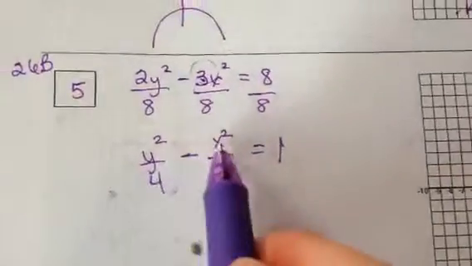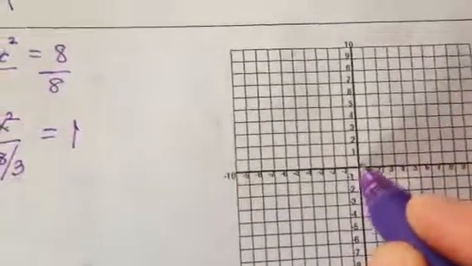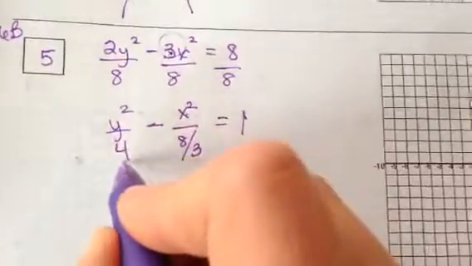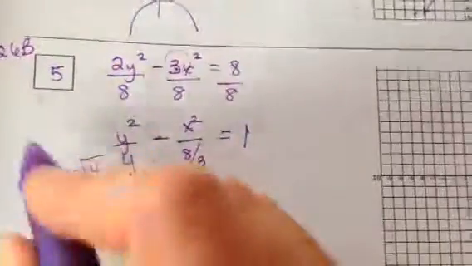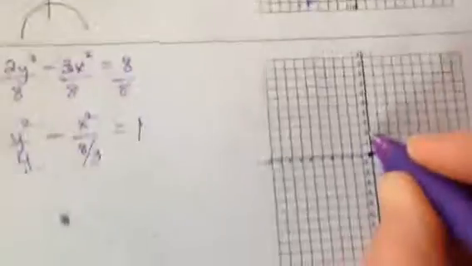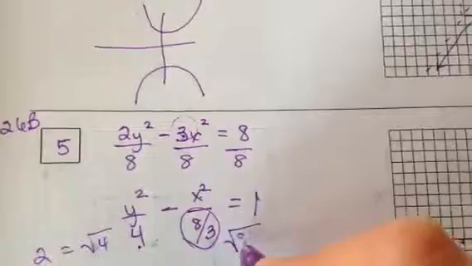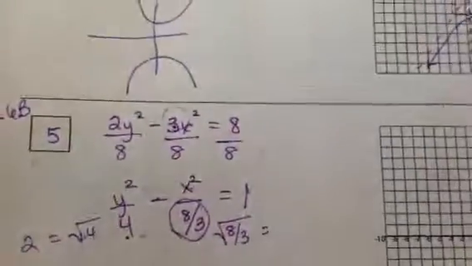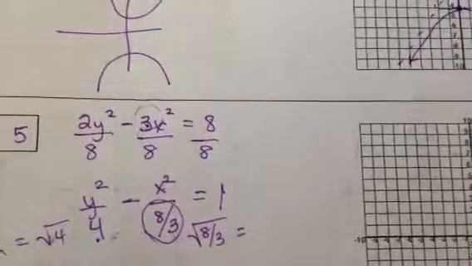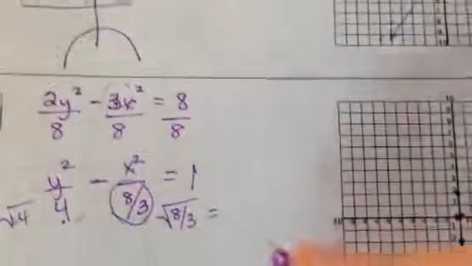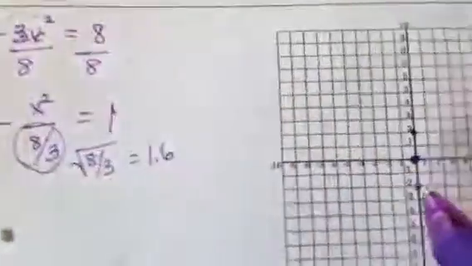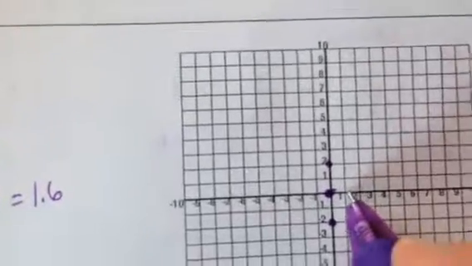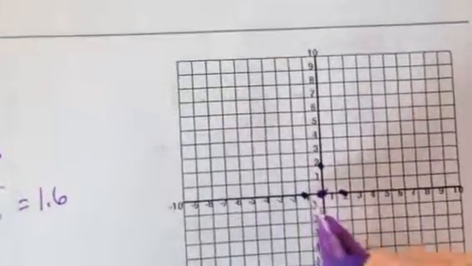My center is still 0, 0, so I'm going to come over here and plot my center. This is under the y. Take the square root of it, square root of 4, that's pretty simple. Since it's under the y and y goes up and down, go up and down 2. So I'm going to go up 2 and down 2. Under the x is 8/3. Take the square root of 8/3. Yeah, it's ugly, who cares? So I'm doing that over here in my calculator real quick. I'm taking the square root of 8/3 and I get about 1.6. Remember x goes back and forth, the x-axis, so go back and forth about 1.6. So it's a little bit more than 1.5.